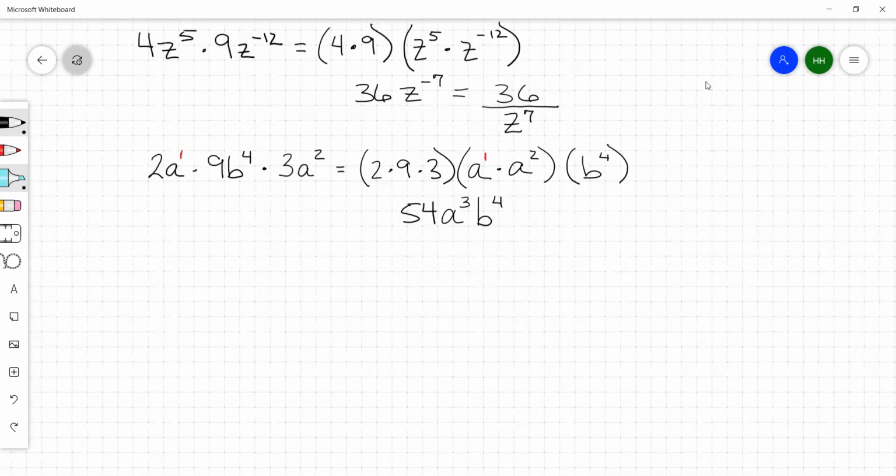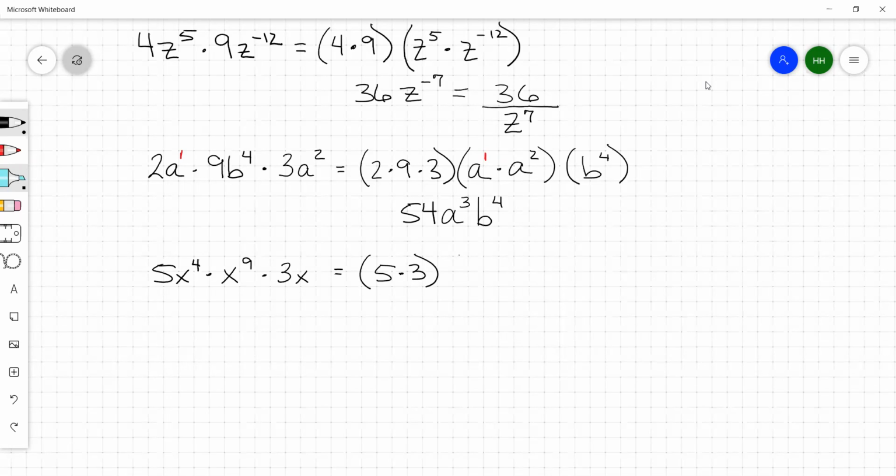Let's look at 5x to the 4th times x to the 9th times 3x. So when we regroup, we've got a 5 times a 1 times a 3. So we can do 5 times 3.